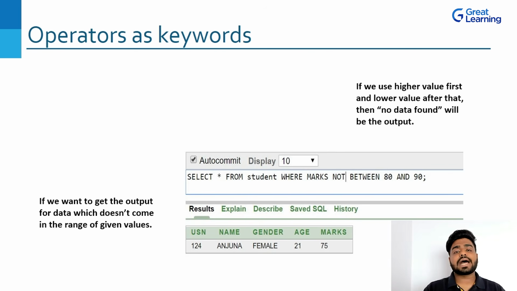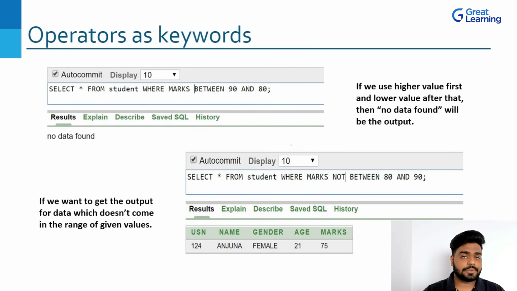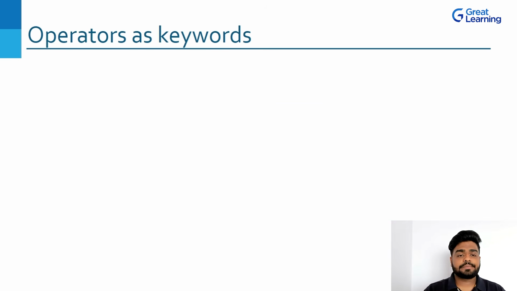Similarly, if you use the higher value first and the lesser value later, then you will get a result of no data found. See, you are writing between 80 and 90. That makes sense because 80 and then 90. But if you're writing between 90 and 80, it doesn't make sense to Oracle or to SQL. So it will say no data found.